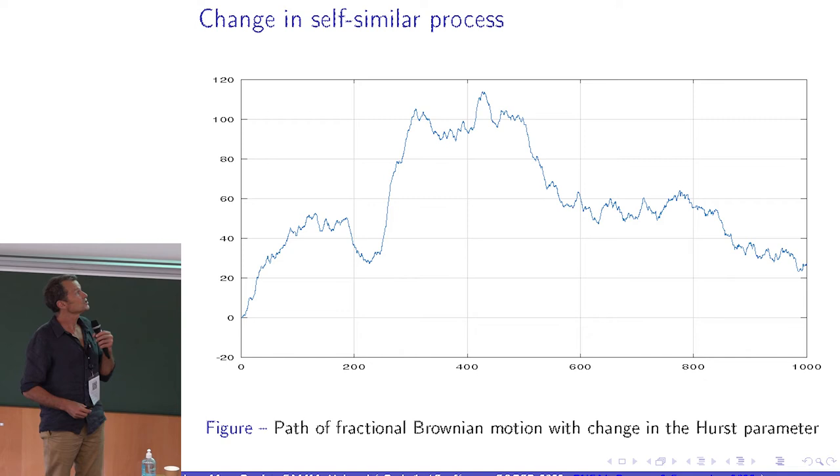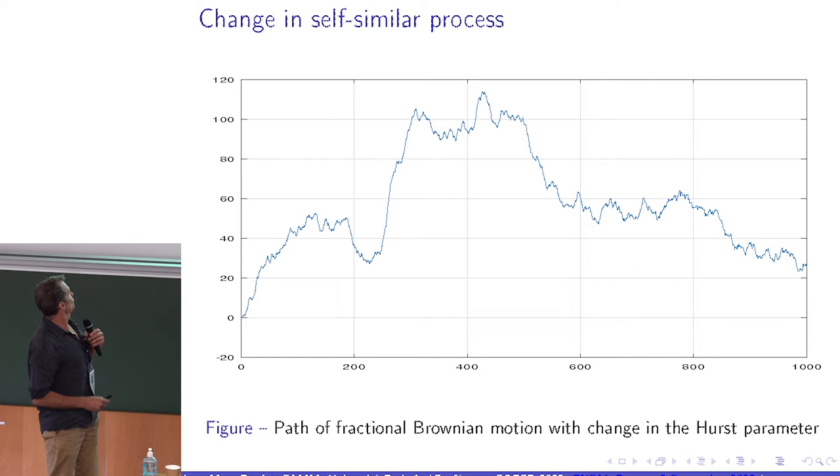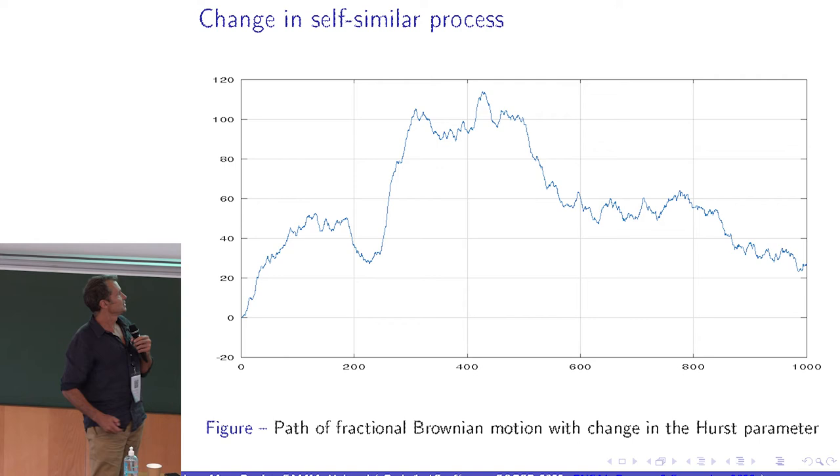It seems to be a self-similar process. This is a part of a fractional Brownian motion, but there is a change in the Hurst parameter. The Hurst parameter is the way this trajectory is rough or smooth. The larger the value of H, the Hurst parameter, the smoother the trajectory.